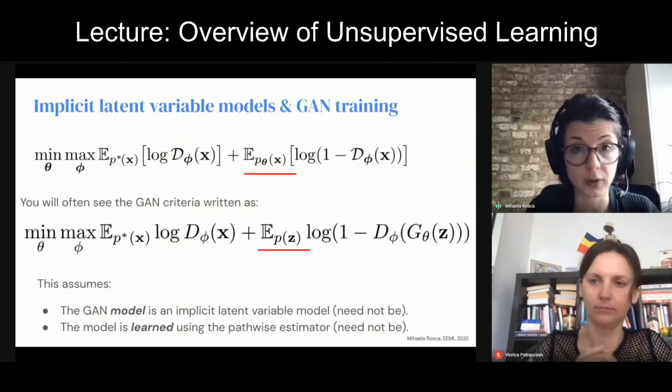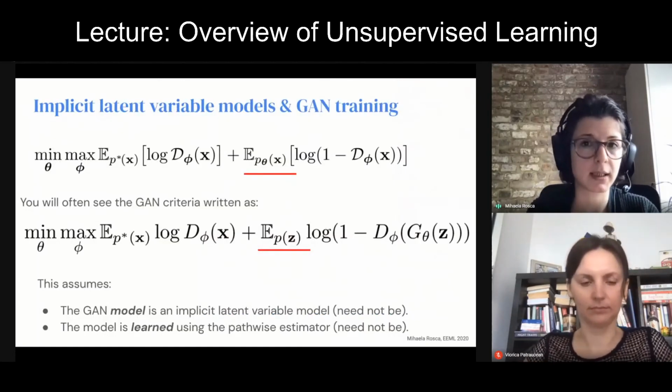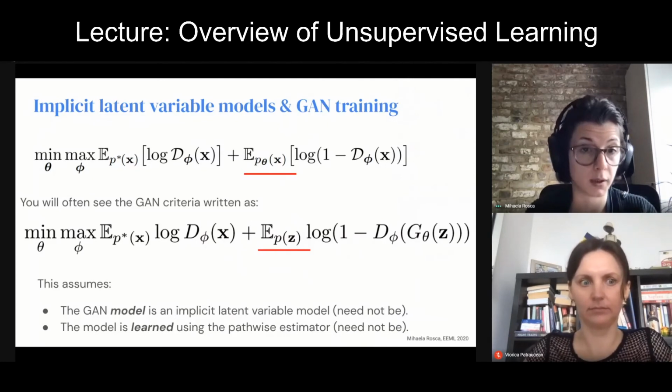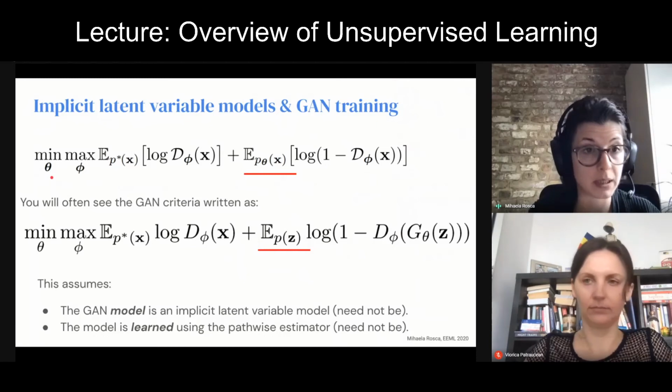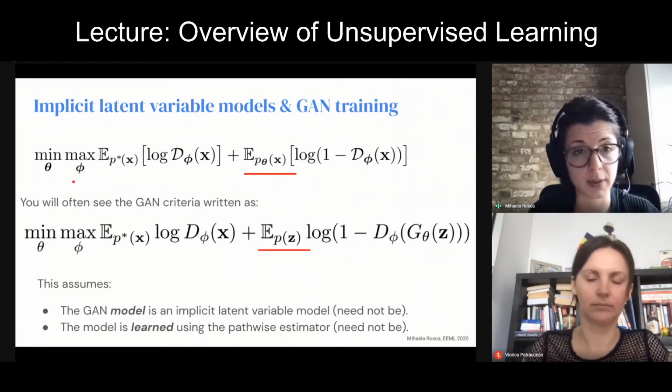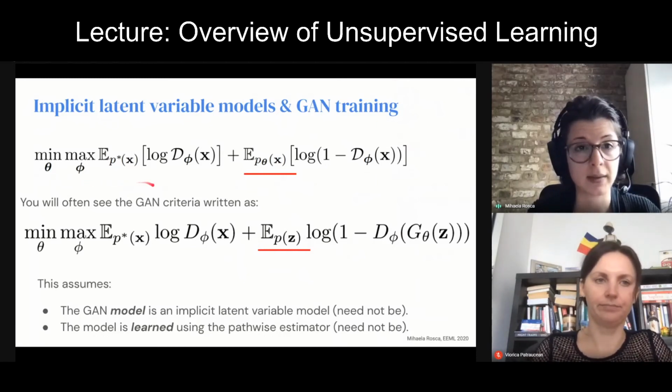Now, another fruitful combination is using implicit latent variable models and GAN training. So far, I've shown GANs as using this objective. So we optimize with respect to theta. So we minimize with respect to theta. We maximize with respect to the discriminator parameters, these two expected values.